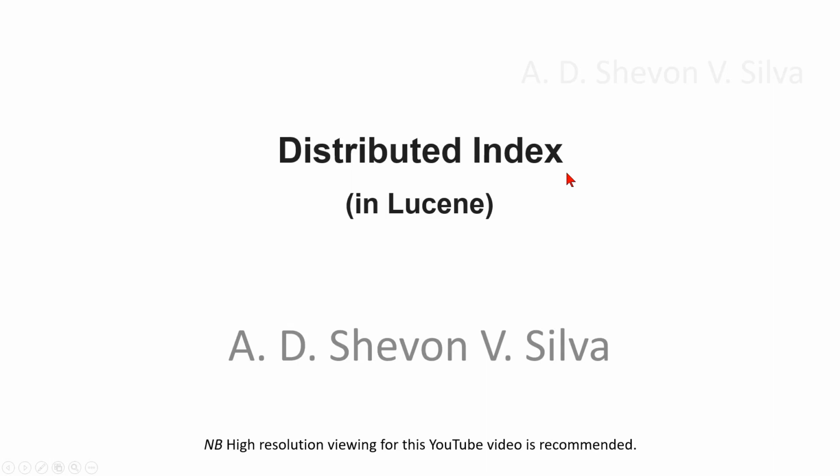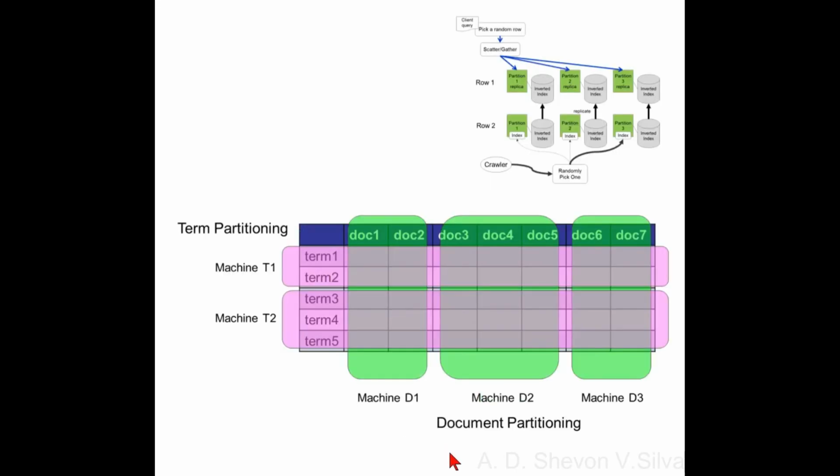Distributed index in Lucene. For large corpus like web documents, the index is typically distributed across multiple machines. There are two models of distribution: term partitioning and document partitioning.